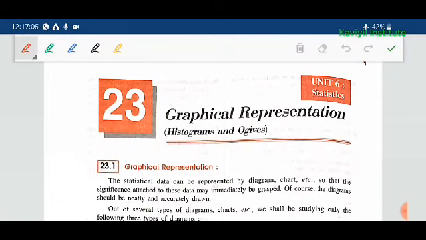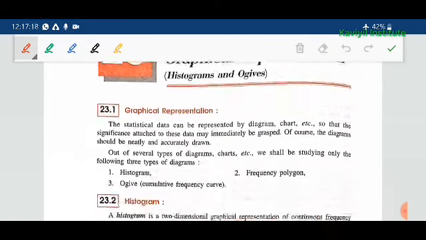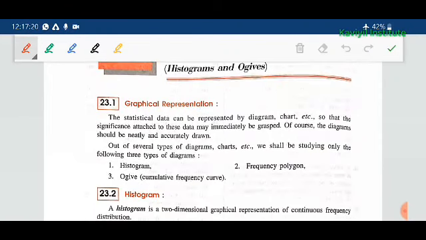I hope you are all familiar with the graph, right? Some basic statistics we have learned. Now we are going to learn a little advanced version of what we have learned in the previous classes. In this chapter we will be dealing with histograms, ogive, that is more than ogive and less than ogive, frequency polygon, etc. So all you need is patience, and stay tuned to this video.